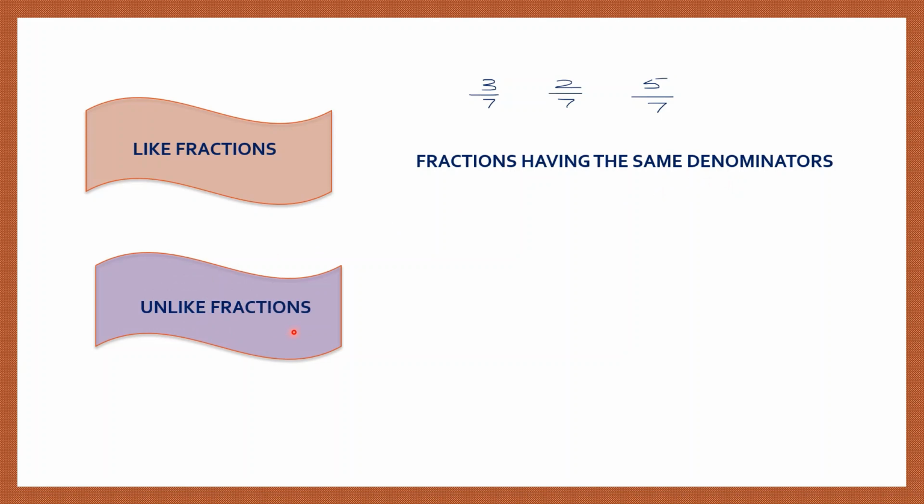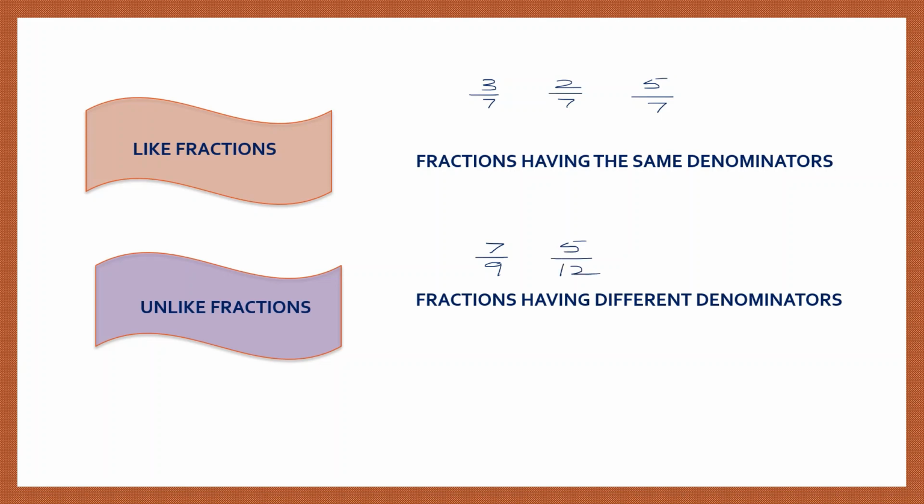Unlike fractions. What are unlike fractions? Fractions having different denominators. Now again, if I have a group of fractions, 7 by 9, 5 by 12, 3 by 17, as you can see, the denominators are all different. So such fractions having different denominators are called unlike fractions.